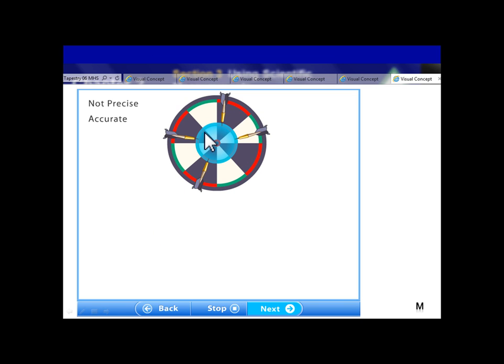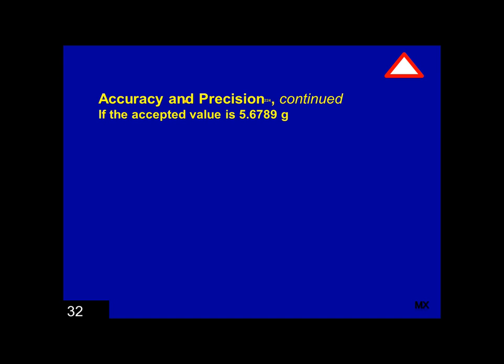Okay, here's another example. We have a dartboard, and these darts are far apart, so they're not precise, but they are accurate. How could that be? How could they be not precise but accurate? Well, it turns out that the average of these four measurements is the accepted value, or would line up with the bullseye.